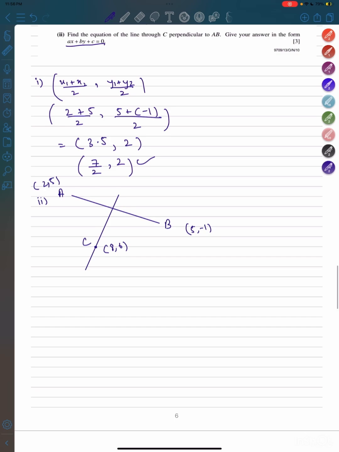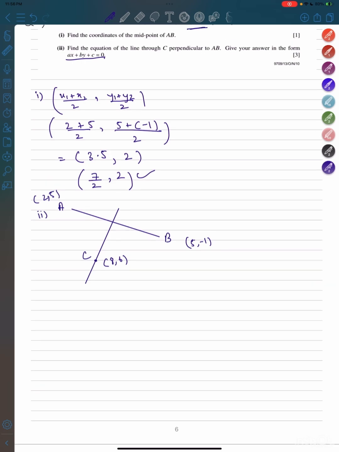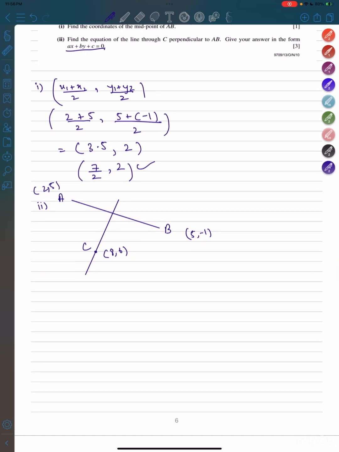I would first want to find the gradient of AB. So that would be 5 minus 2. This gives us -2. The perpendicular bisector gradient would be the negative reciprocal, that would be 1/2.